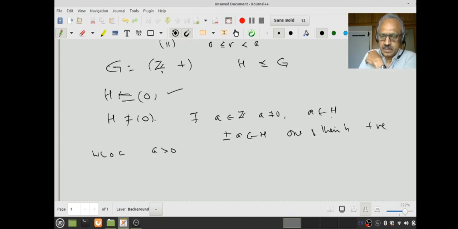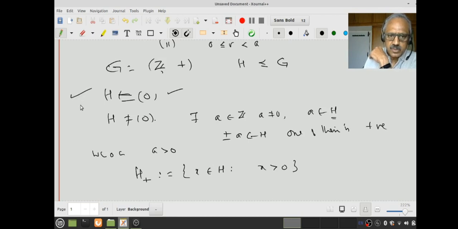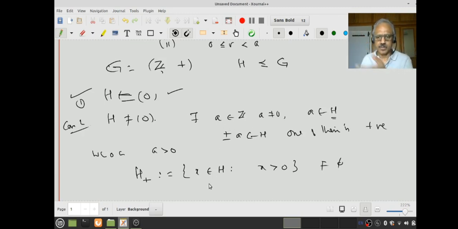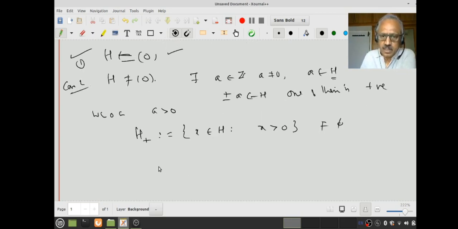Here we used the fact that H is a subgroup. Next, let us look at H plus, the set of all x in H such that x is positive. Remember, case 1 is over and I am looking at case 2. Therefore H plus is non-empty. Why is it non-empty? Because we know there is at least one non-zero element, and hence plus or minus of that non-zero element will be positive. Now notice that H plus is a subset of the natural numbers, and it is non-empty because A belongs to it.